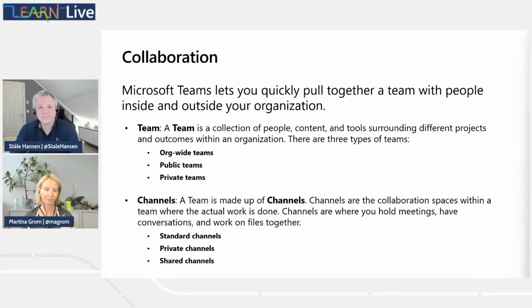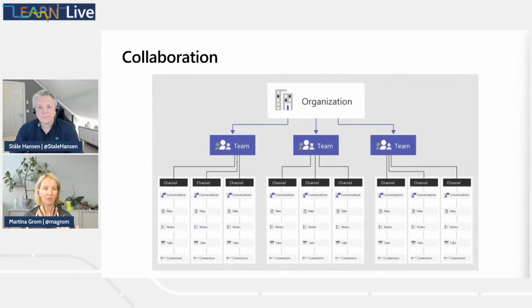So for instance, if we look at that graphic, a team is a collection of people, content and tools surrounding different projects and outcomes within an organization. So we have 3 types of teams here. Org-wide teams provide an automatic way for everyone in a small to medium organization to have a single team for collaboration. And currently the limitation for an org-wide team is no more than 10,000 users. So if you're a small or medium-sized business, you can have an org-wide team.